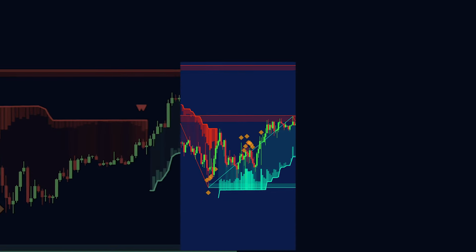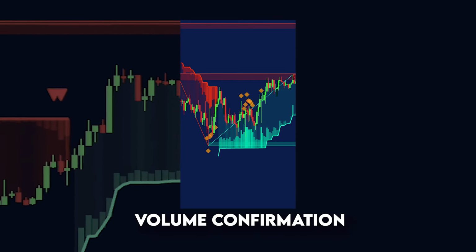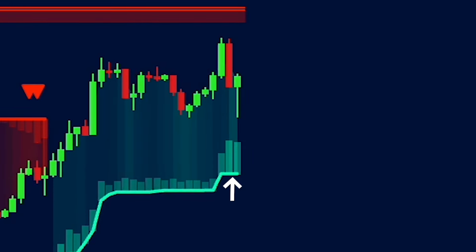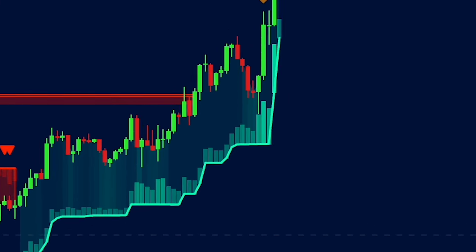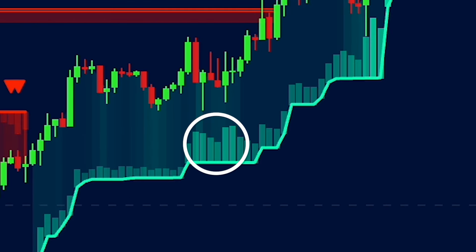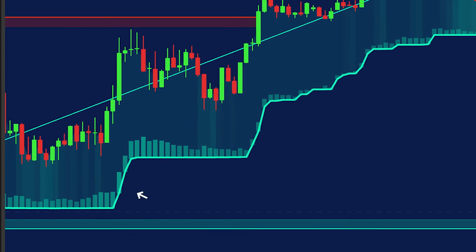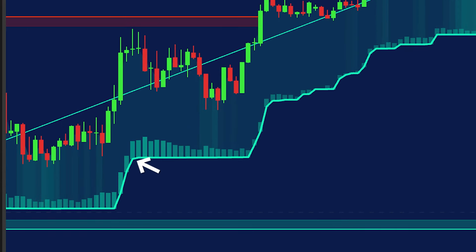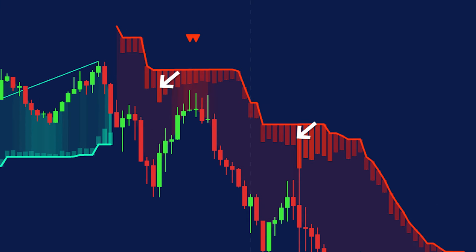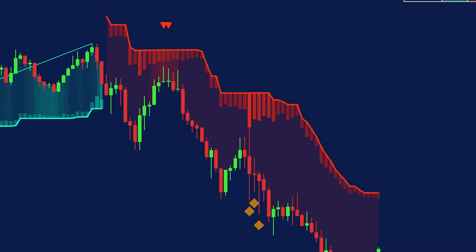The second pillar of this system is volume confirmation through the volumetric histogram. Now you already know that volume is the fuel that drives price movements, and this indicator shows you exactly when institutional money is flowing into your trades. Look for volume bars that extend significantly above or below the Supertrend line. Tall, bright volume bars indicate heavy institutional participation in the current trend.